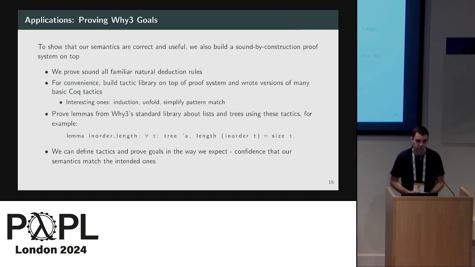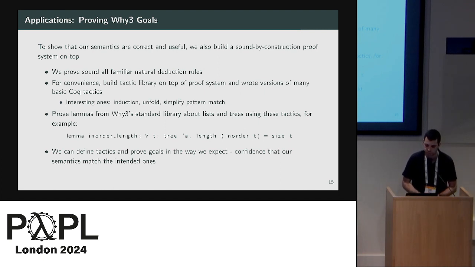We also want to evaluate whether our semantics are correct, as well as whether they're useful. So to do this, we built a proof system on top of the semantics. We prove all of the familiar and classic natural deduction rules to be sound. And then we built a tactic library as well, where we proved tactics like induction over algebraic data types, unfolding recursive functions, simplifying pattern matches, and so on. And again, all of those proofs, which rely on all these structures, don't rely on the details of the encodings. They rely on the higher level interfaces.